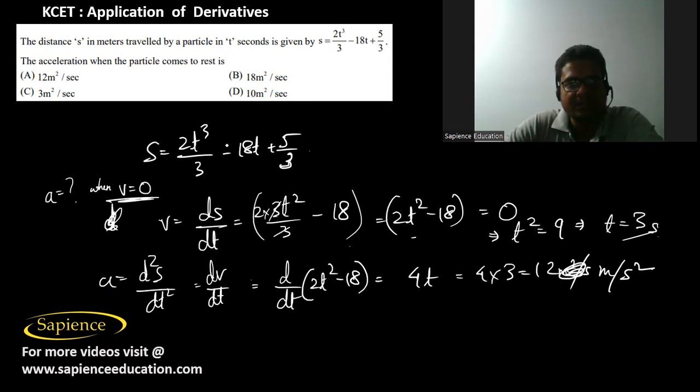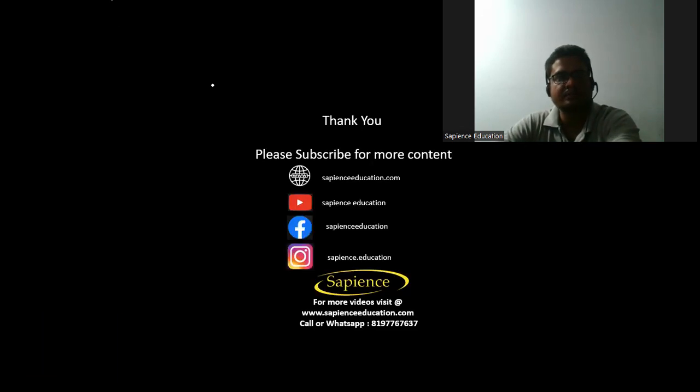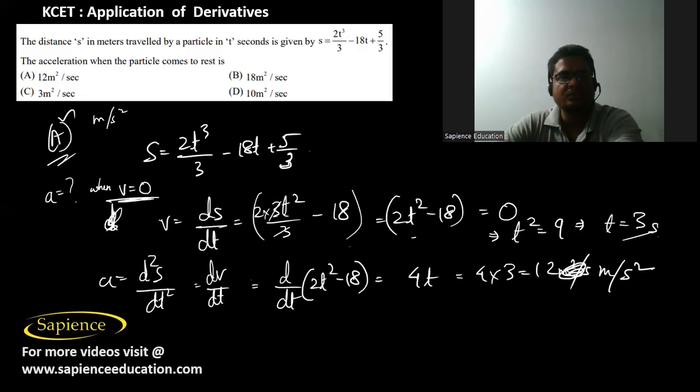But here the units are wrong actually. But the answer will be option A. Here the unit has been given wrong, which is meter square per second, but it should be meter per second square. Okay, so then.